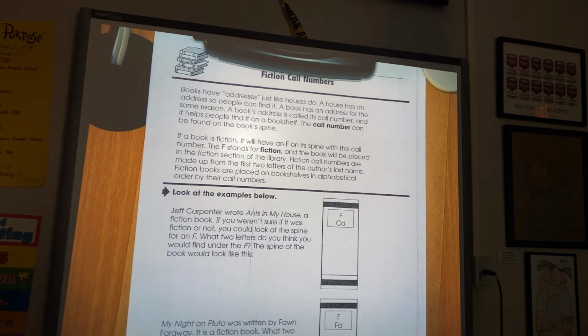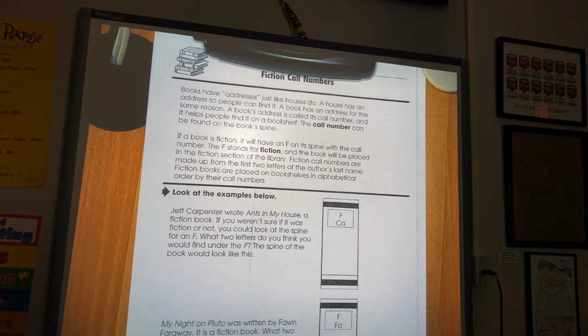The call number can be found on the book's spine. If a book is fiction, it will have an F on its spine with the call number. The F stands for fiction, and the book will be placed in the fiction section of the library. Fiction call numbers are made up of the first 2 letters of the author's last name. Here it is the first 3 letters, but since we're practicing today, we're only going to work with 2 letters. Fiction books are placed on the bookshelf in alphabetical order by their call numbers.